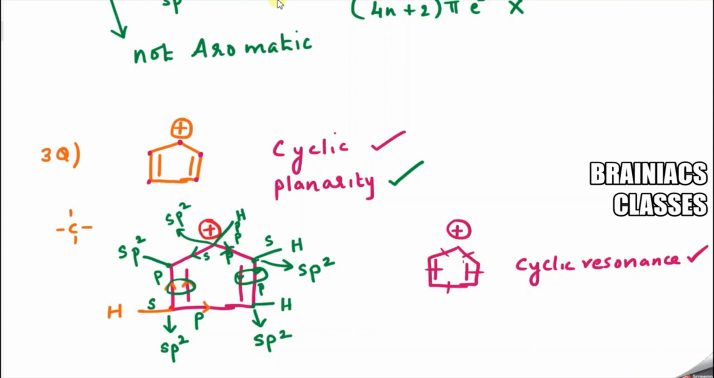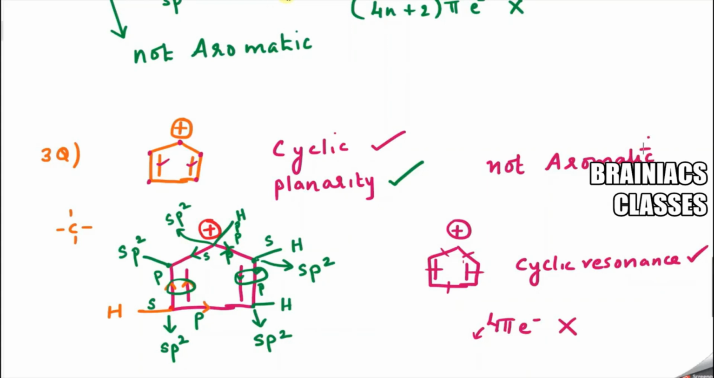Next, count the number of pi electrons. I know 2 pi electrons are present in this bond. Another 2 pi electrons are present in this bond. There are no other charges or electrons entering into resonance. So totally 4 pi electrons are there. And I know 4 is not a part of Huckel's 4n+2 rule. So that means this rule is not followed. That means the compound is not aromatic. Understood?